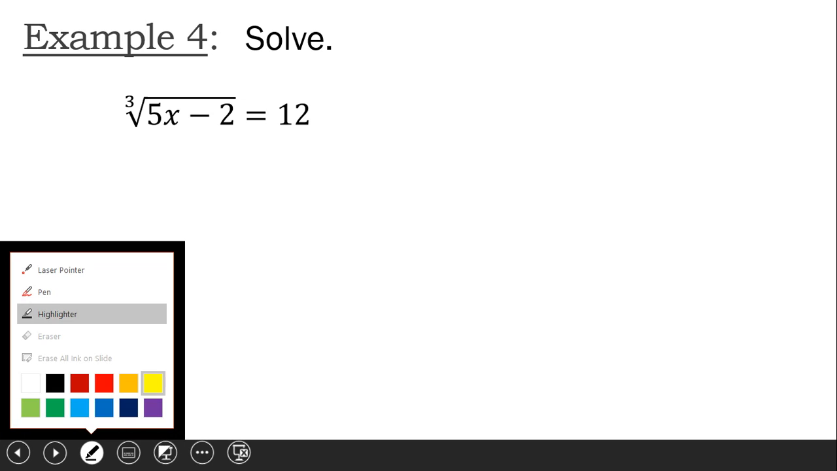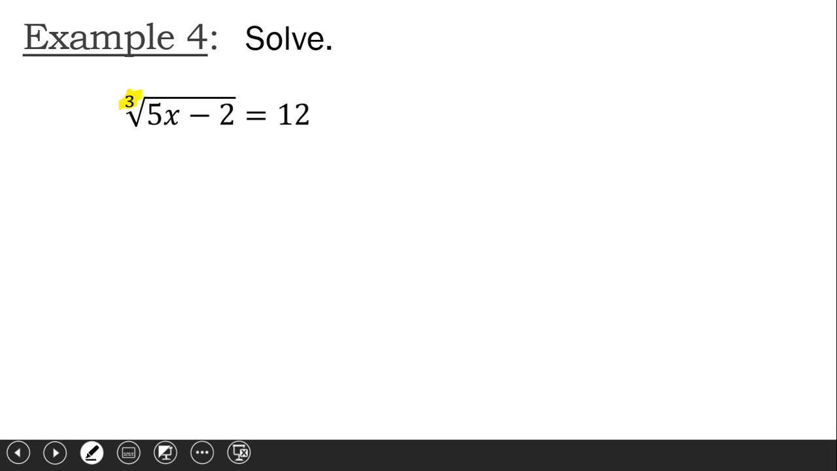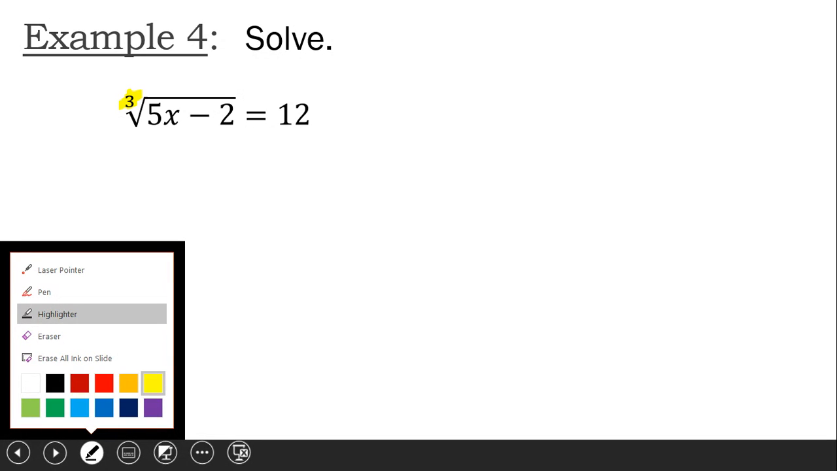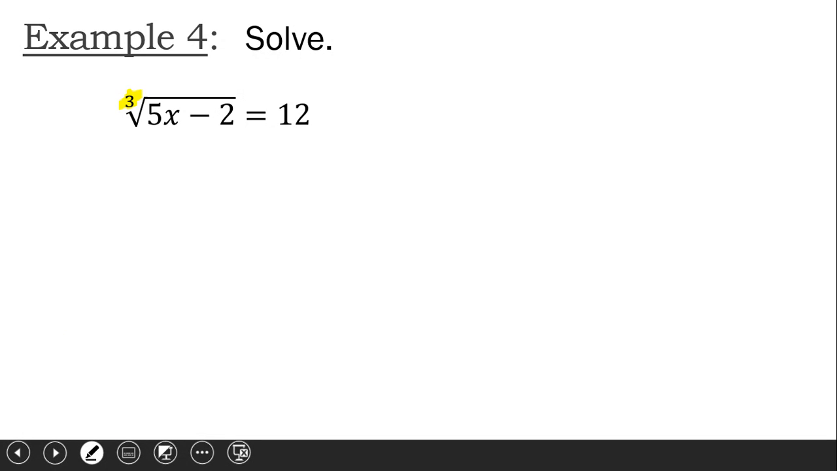Now, in this example, we don't have a square root anymore. We have a cube root. So you should say to yourself, what's the inverse operation of a cube root? Well, the inverse operation of a cube root would be to raise it to the third power, or cube it. So we're not going to square both things here. We're going to cube both sides, because if I want to get rid of a cube root, I have to raise it to the third power.